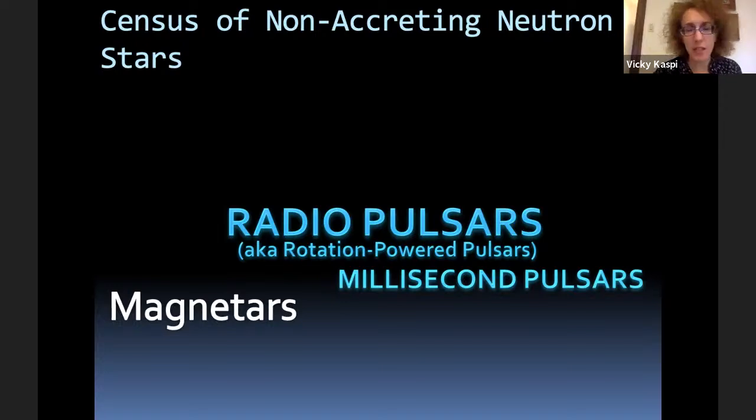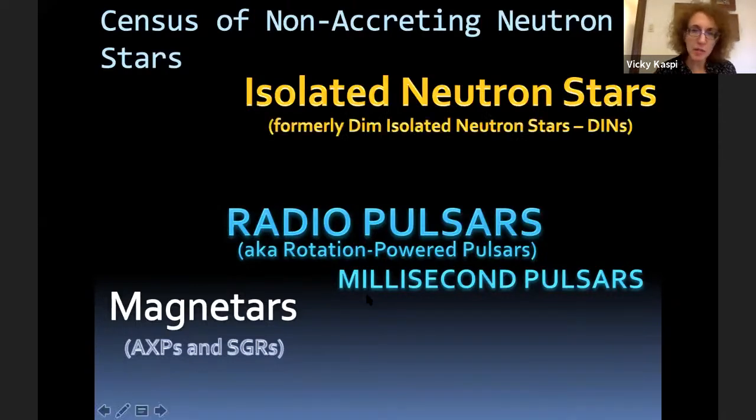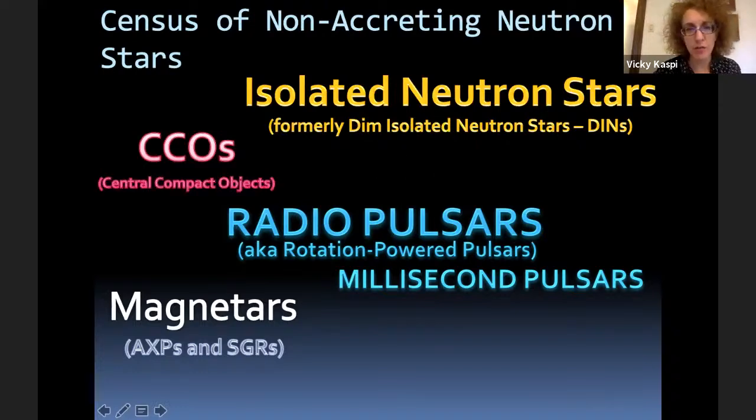There's of course the magnetars that we heard Nanda give a lovely talk about in the last session. Those have also gone by the names of anomalous X-ray pulsars and soft gamma repeaters in the past. Today we tend to just lump them all into the category called magnetars. Now you might think isolated neutron stars, well, is that a different class? Well, that's come to be the name of a very specific subset of neutron stars. They used to be called dim isolated neutron stars, sometimes X-ray dim isolated neutron stars. I'll describe those too, but they likely are a subset also of radio pulsars.